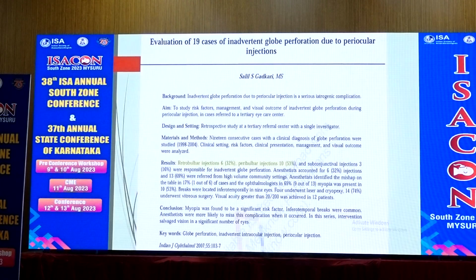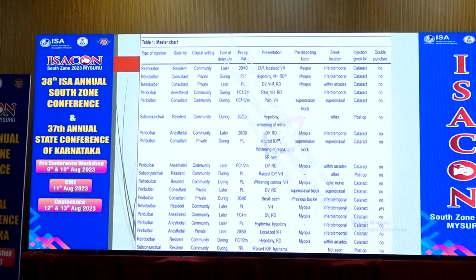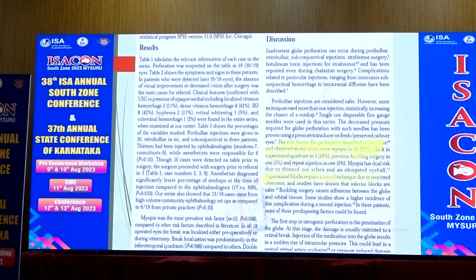Here is an interesting article published long back in the Indian Journal of Ophthalmology 2007, where they retrospectively analyzed 19 cases of globe perforation. As you can see here, if the break is at the inferotemporal, the predisposing factor is myopia. You can go through the 19 cases here. Inferotemporal means myopia is there, whereas with superonasal block or perforation you can see there is no myopia at all, which means that even in patients with normal axial length, the superomedial block per se can result in globe perforation. So they say the risk factors for perforation, first is myopia, followed by block at the superonasal quadrant.